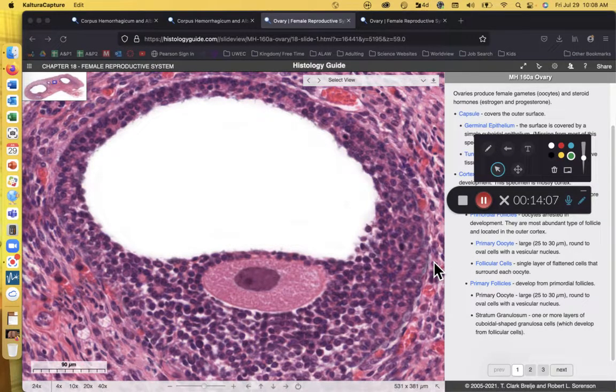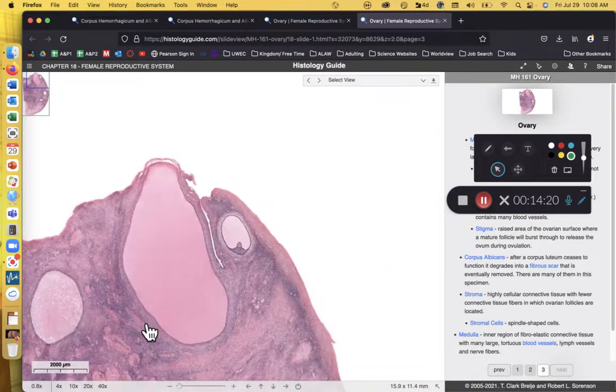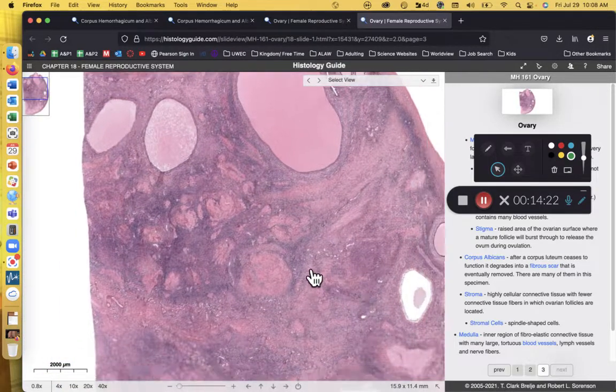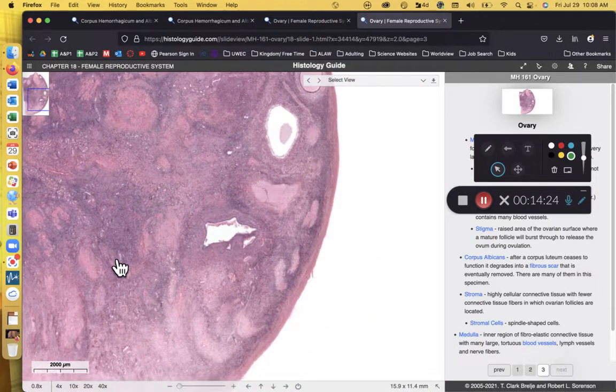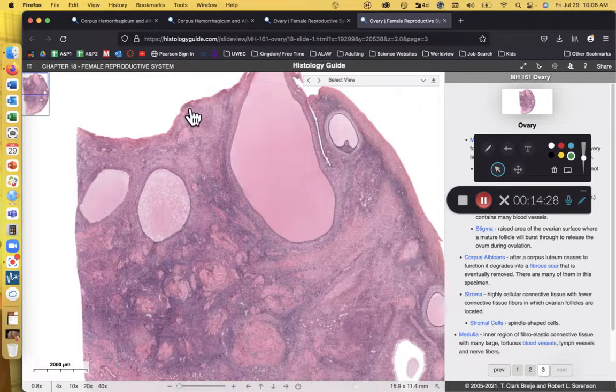On your lab exam, I'm going to focus on something that's really clear-cut for you. So, for example, this is very clearly a mature follicle with a very large antrum relative to the secondary oocyte. Let's see if I can find a good tertiary follicle for you. I'm not super pleased with this view.